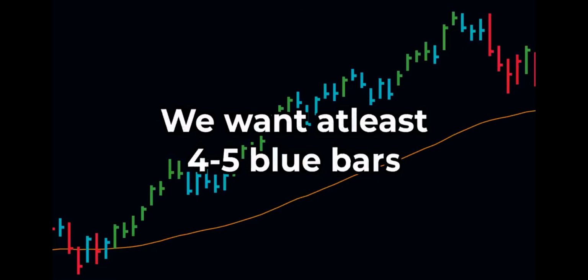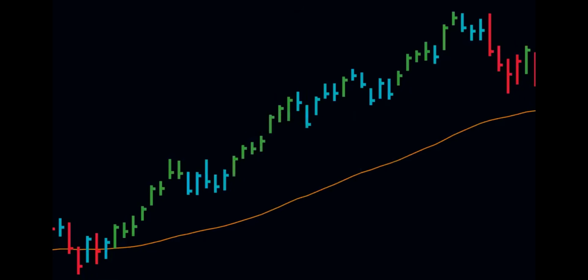We want at least 4 to 5 blue bars to identify a low volatility phase. 1 or 2 blue bars cannot be identified as a low volatility phase. On this chart we have these 5 blue bars, so we identify this area as a low volatility phase.